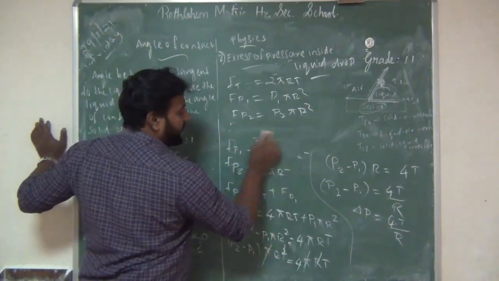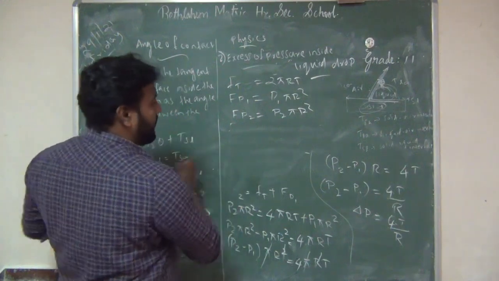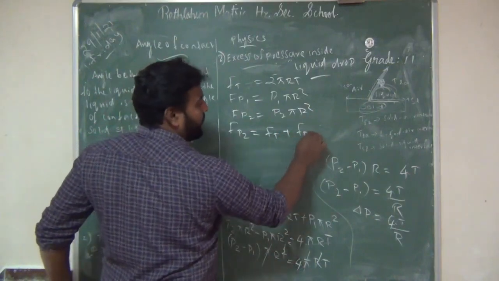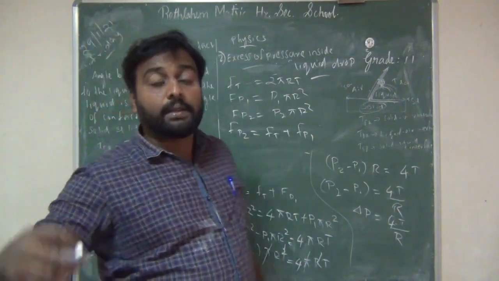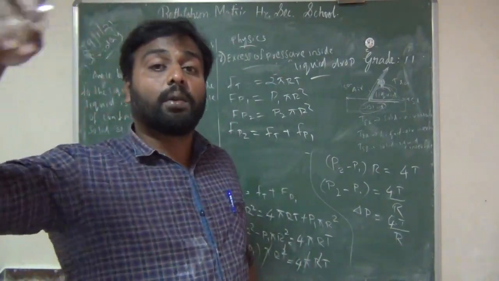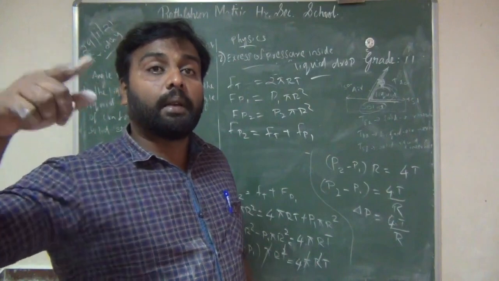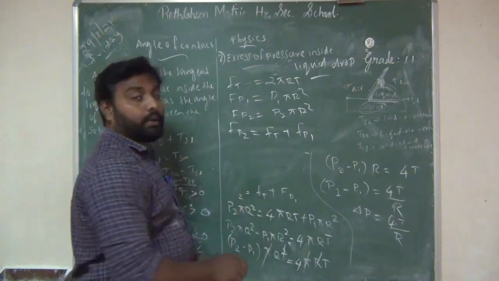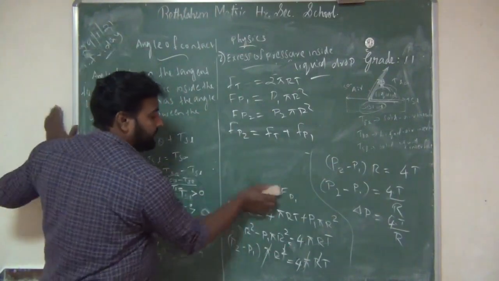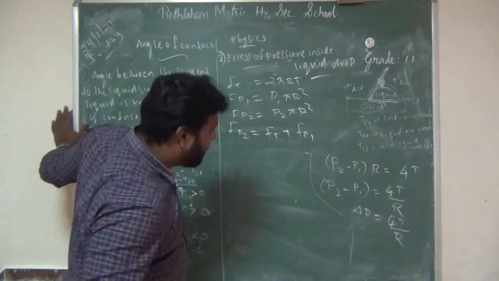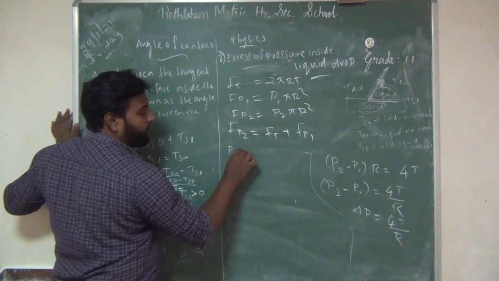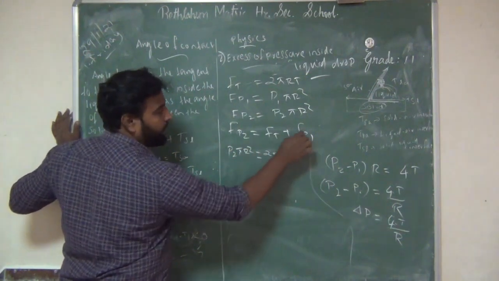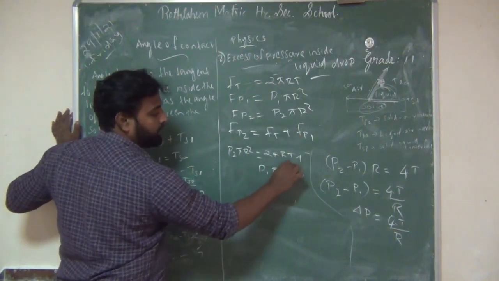Now we need to find out the excess pressure inside. For that you can write Fp2 is equal to Ft plus Fp1. You can see in that diagram, inside one pressure is acting, and outside on that circular rim there are some forces acting. That is Fp2 is equal to Ft plus Fp1. Now the same step. Fp2 means P2 pi r square. Ft means 2 pi rt. Plus Fp1 means P1 pi r square.